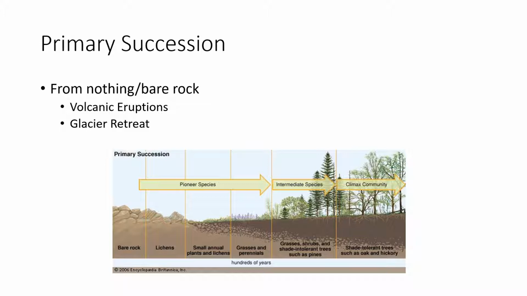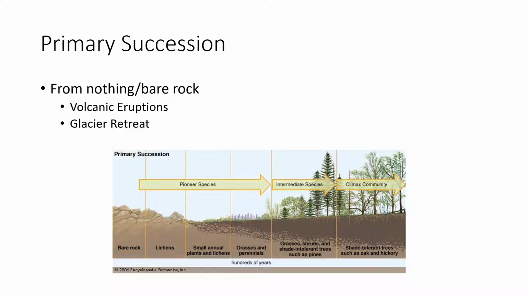There are two kinds of succession. The first one is primary succession, just like the picture that you saw on the last slide. Primary succession comes from nothing, and I mean bare rock. And so this happens if there's a volcanic eruption. So you end up with lava that has flowed over the area and has hardened, and you end up with this hard volcanic rock.